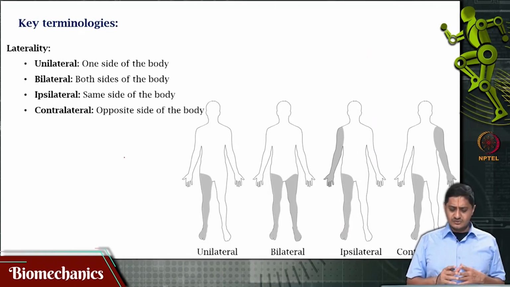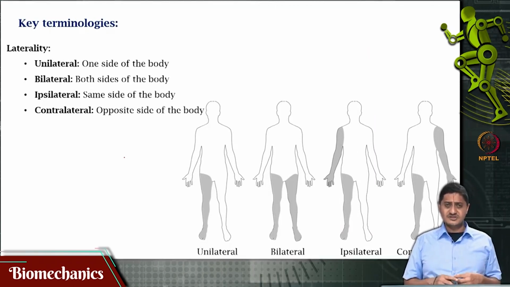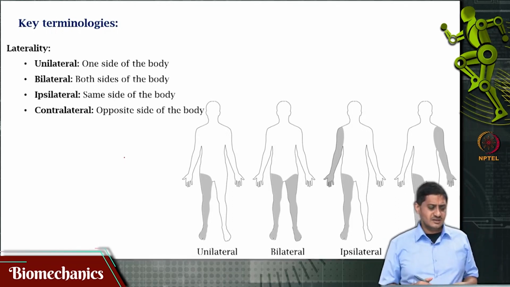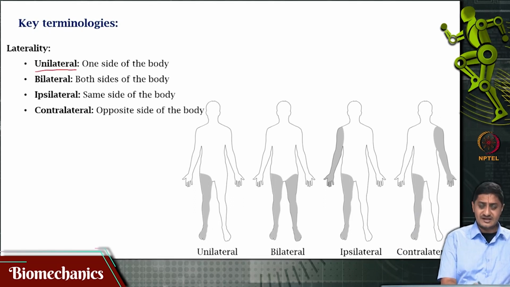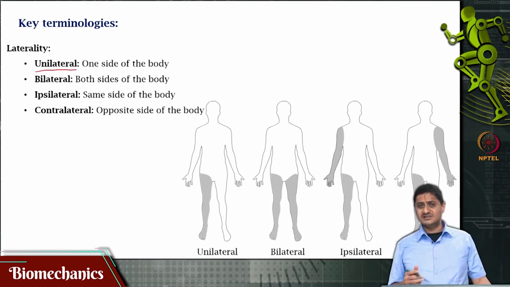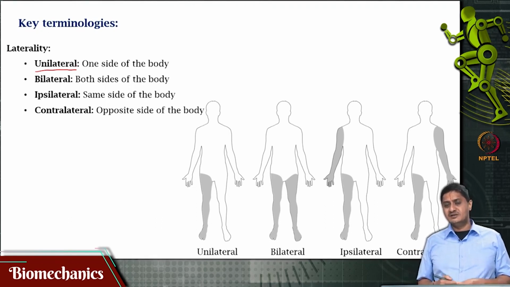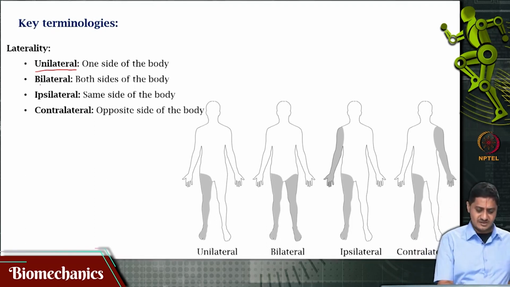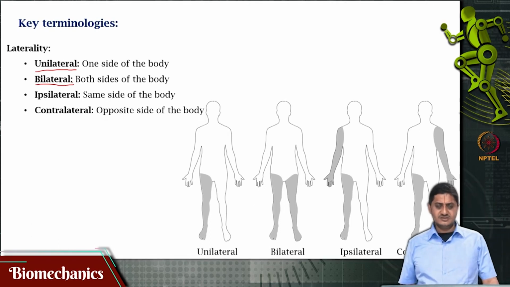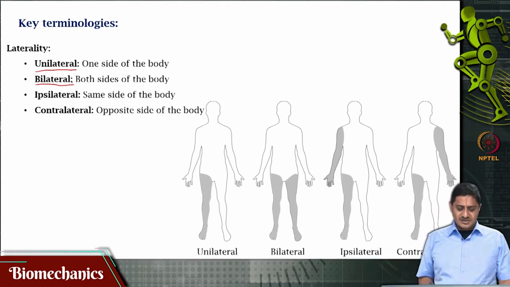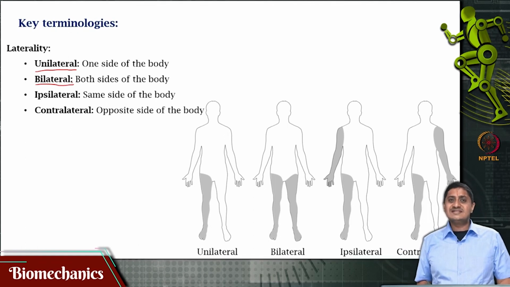Sometimes when referring to sides of the body, there are some terminologies that are used. One is when something happens only on one side of the body, that is called unilateral. Uni means one, lateral means side. Unilateral means something that happens only on one side of the body. If something happens on both sides of the body, if there is pain on both sides of the body, then you call it bilateral pain. Bi means two, lateral means side, two sides. Bilateral means two sides.